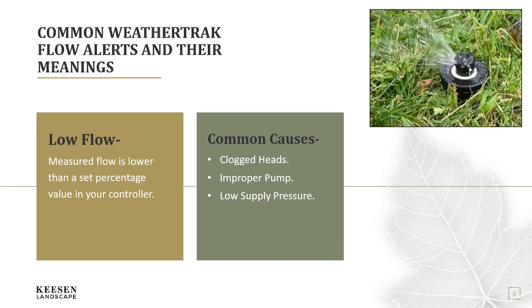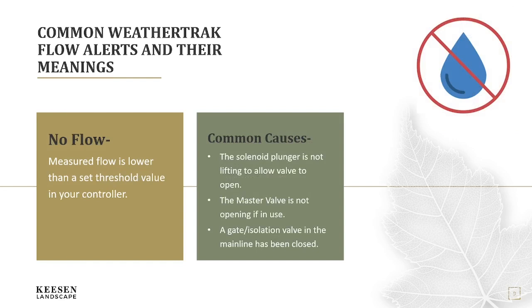Again, this is a very common alert, which is also easy to troubleshoot. To troubleshoot a low flow alert, you will need to walk out into the field, manually run the station with the alert, and look for fixes as necessary. If you don't find anything, check in your WeatherTRAK programming page that your low flow threshold is properly set. Now we'll discuss no flow alerts.